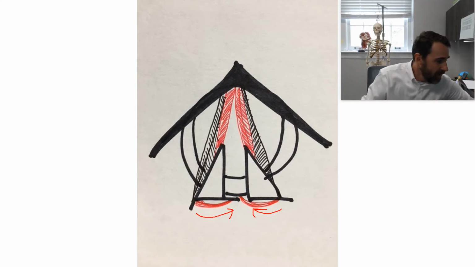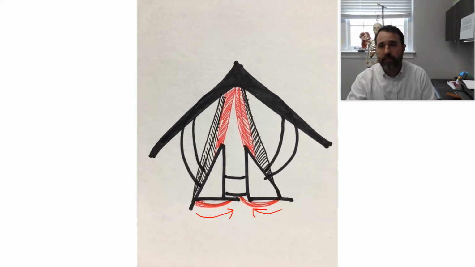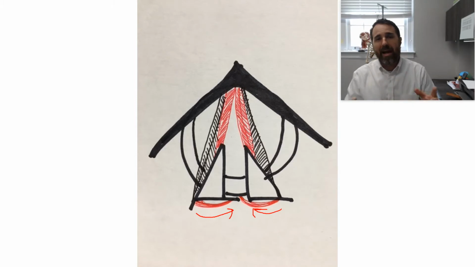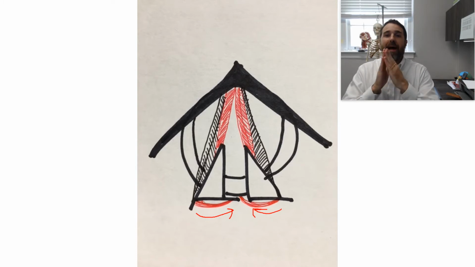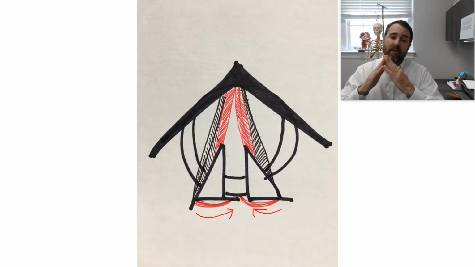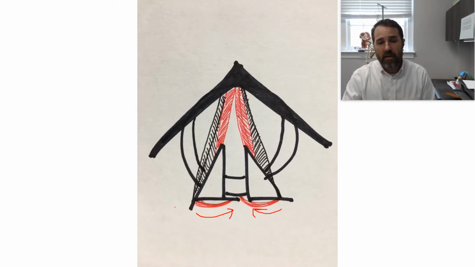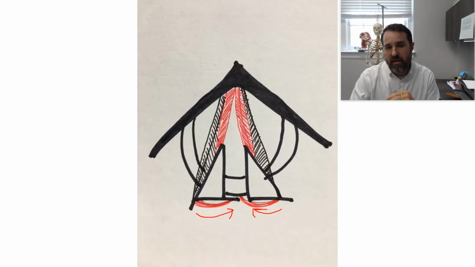The posterior cricoarytenoid is the lone abductor of the vocal folds. It is the only muscle that abducts the arytenoids and therefore abducts the vocal folds. So it is illustrated here on this drawing, this red mark right here. And I've drawn my arrows.